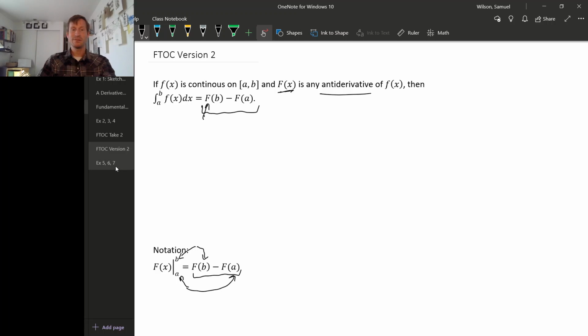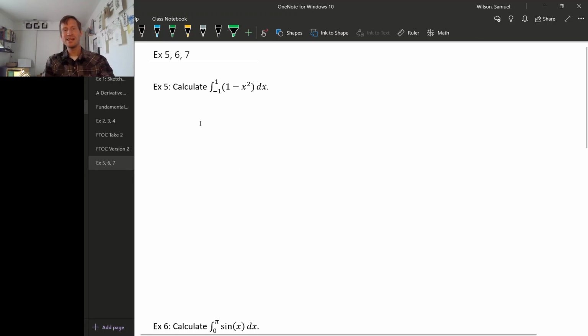So with that in mind, let's use this second version of the fundamental theorem of calculus in some examples. Let's calculate the integral from -1 to 1 of 1 minus x squared. In the past, we would have had to do some big long calculation involving the limit of a Riemann sum, but now all we have to do is guess an antiderivative, make sure that it's correct, and then plug in the bounds. So first, let's guess an antiderivative.